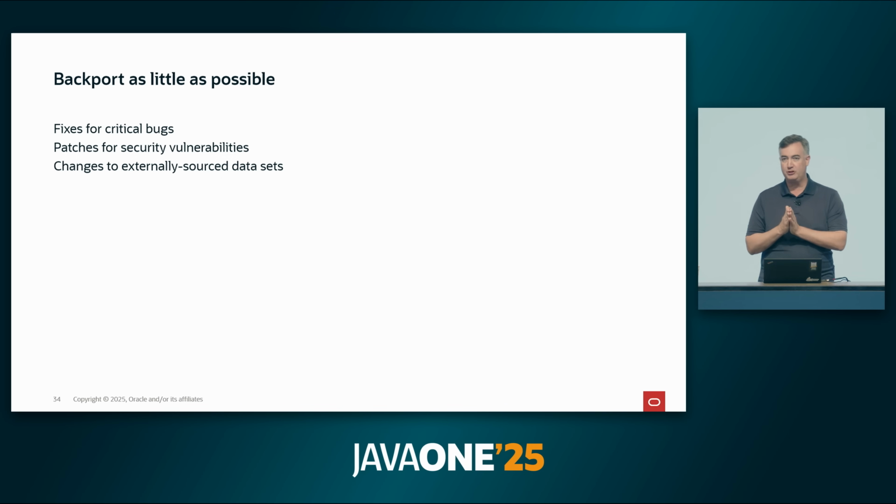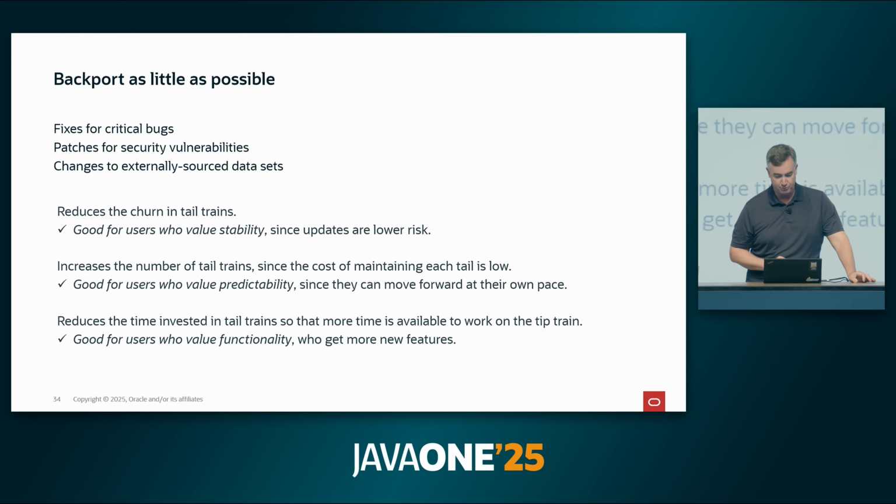It means backporting fixes for critical bugs that could cause applications to malfunction catastrophically, such as incorrect mathematical calculations. It means backporting patches for security vulnerabilities. And if a library depends on external data sets from governments or industry bodies, then it may be necessary to backport those as well. But that's it. That's a minimal approach.